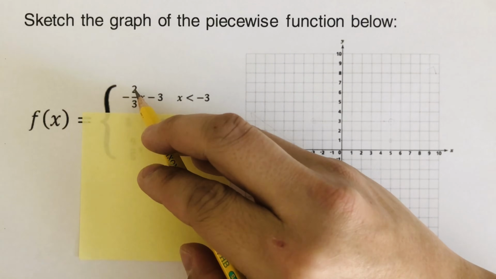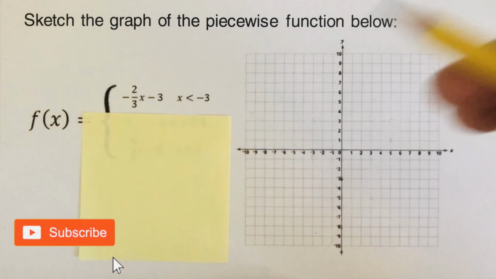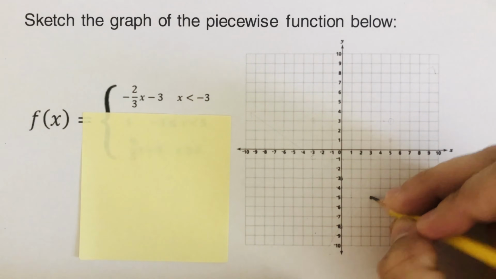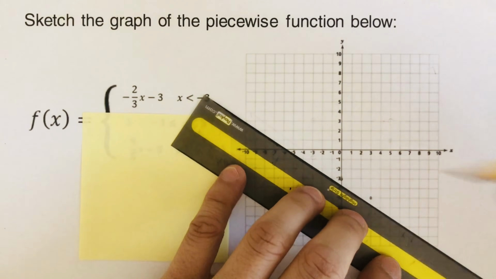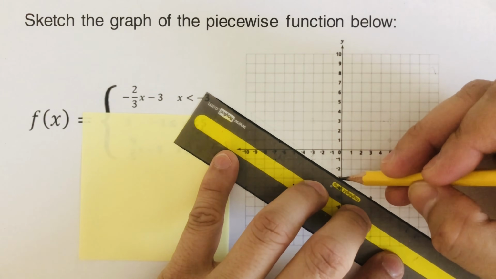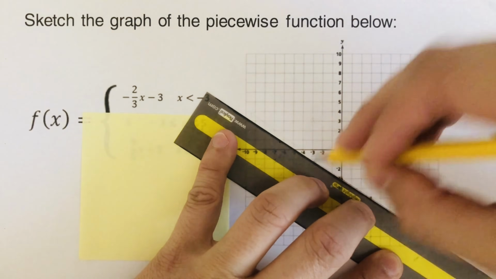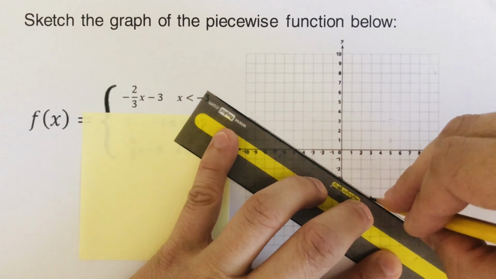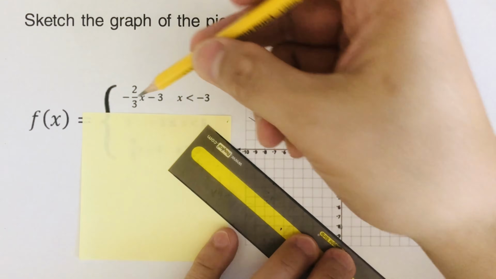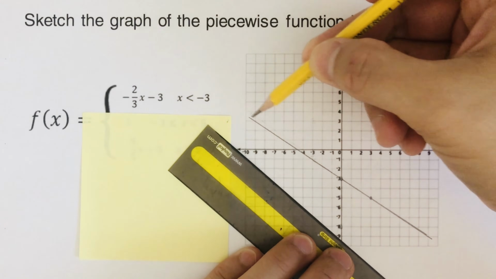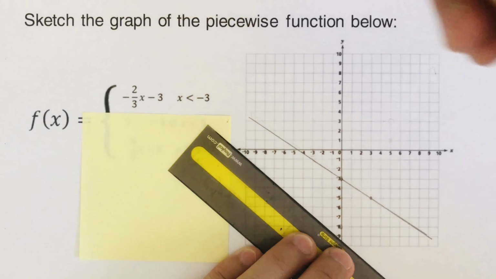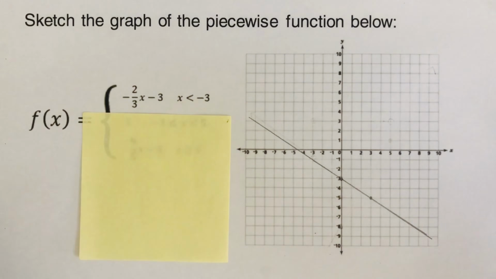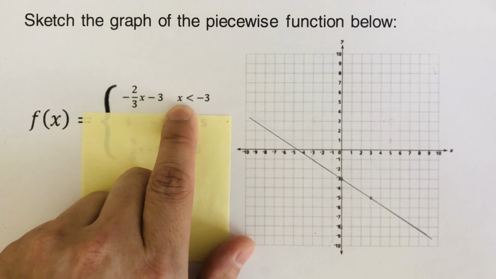And then from here, I go down 2 over 3. So that is 1, 2, 1, 2, 3. So this is the second dot. And so I can draw a line. And this line is that equation over there. So let me fix the line right here. So this is our line. So this line is -2 over 3x minus 3.